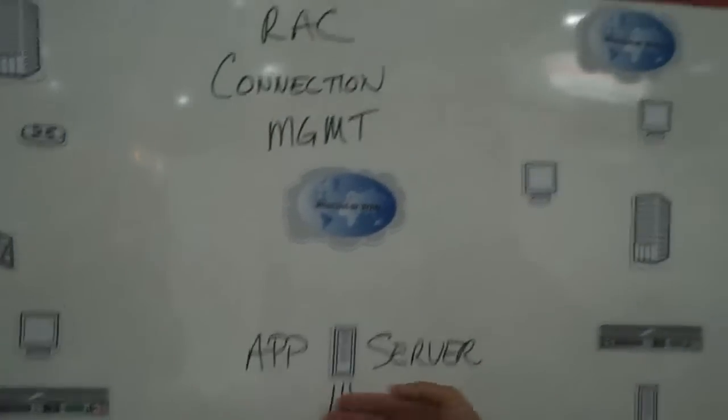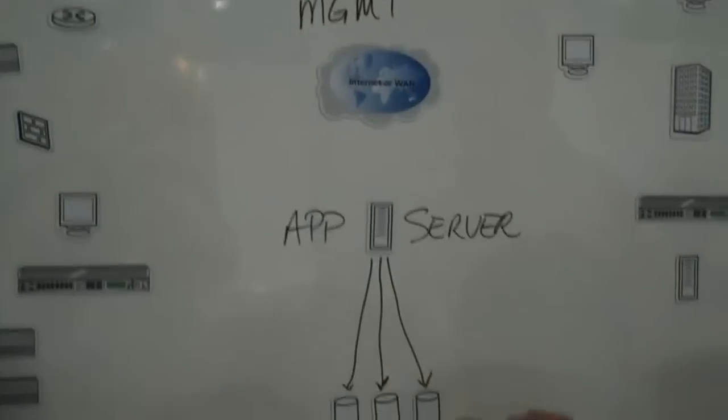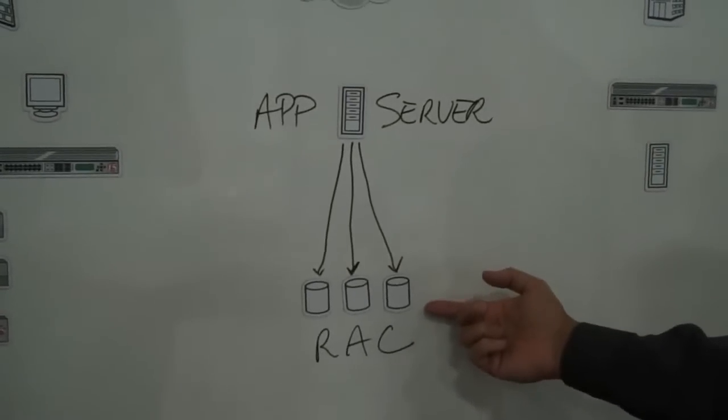And for our viewers who might not know what RAC is, RAC stands for Real Application Cluster, and it's Oracle's premier database clustering and load balancing technology for database traffic. So we have an example here on the whiteboard of an application server that's connected to a 3-node RAC cluster.